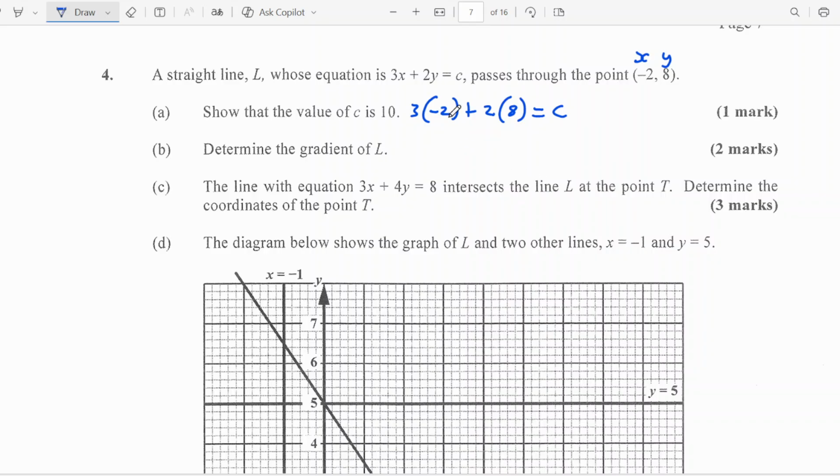3 by -2 is -6. So we have -6. 8 by 2 is 16, plus 16, and that is equal to c. -6 plus 16 is 10. So from there we see that c is equal to 10. Hence shown.